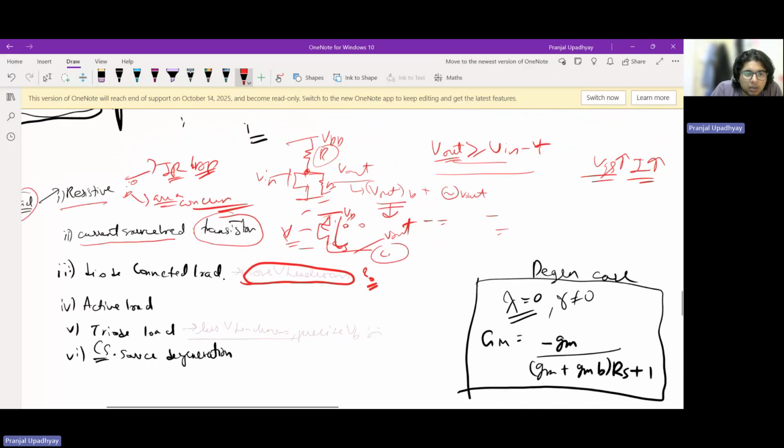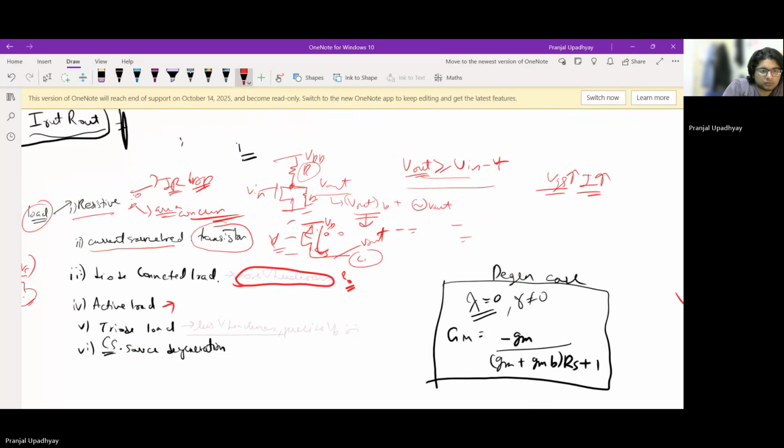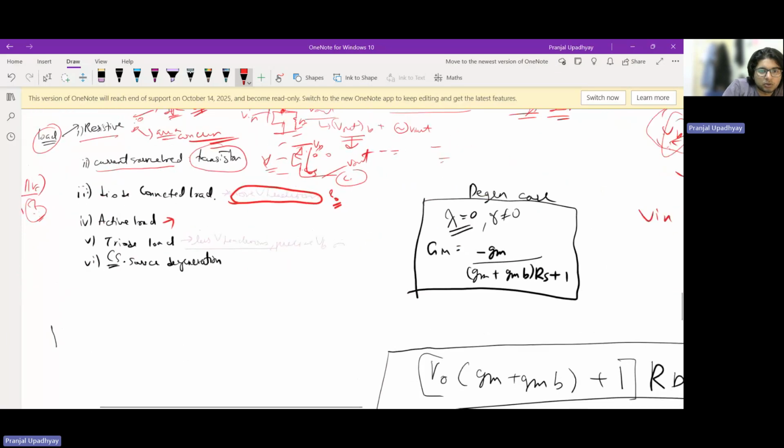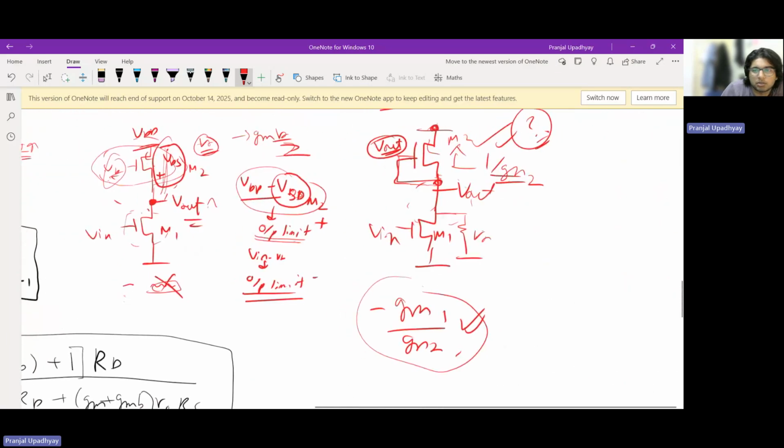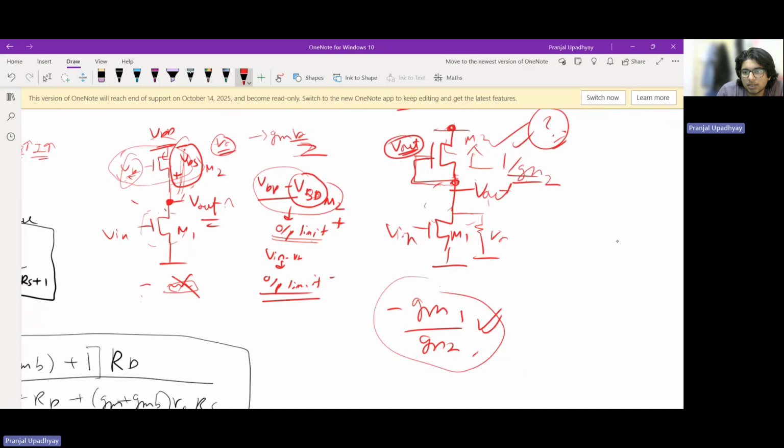But now, there's another configuration that goes by the name of active load. I'll just draw it out here. The idea here is that a load is typically passive in nature. What it means is that you're not feeding it any input. The load is not itself being fed an input, and the load has no amplifying action. That is the basic meaning of passive. But here, this is PMOS and this is NMOS.